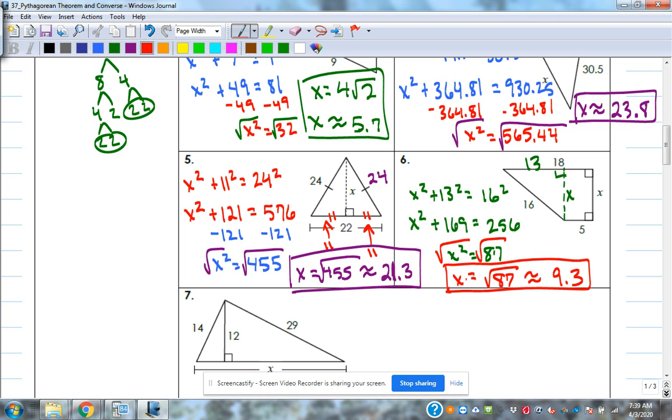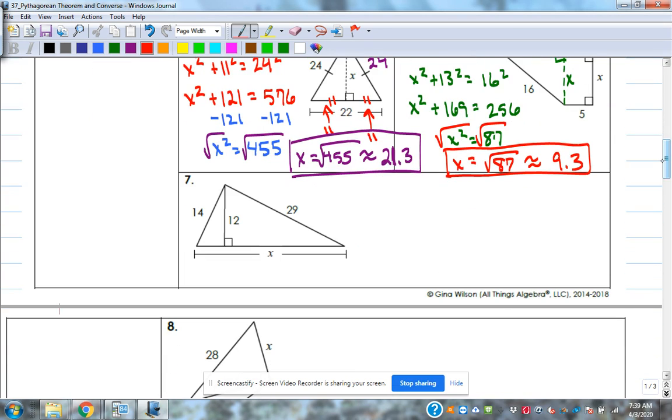Okay. Now, number 7. Again, we're trying to find an altitude of this and figure out what's going on there. So what we can do with this is create two right triangles so that we can find this. There are two right triangles there, and we can call this A, and maybe call this one B. It doesn't really matter. And we're just going to find each of those separately and then put them together to get x.